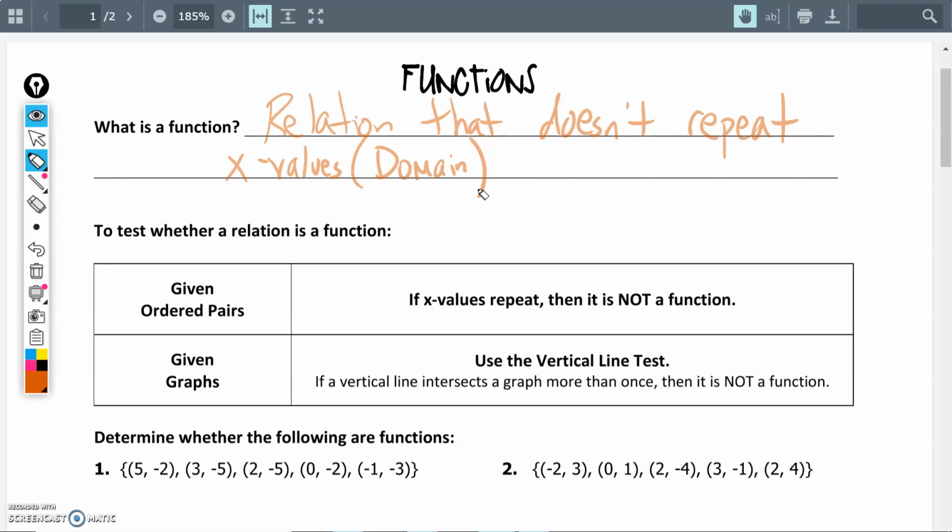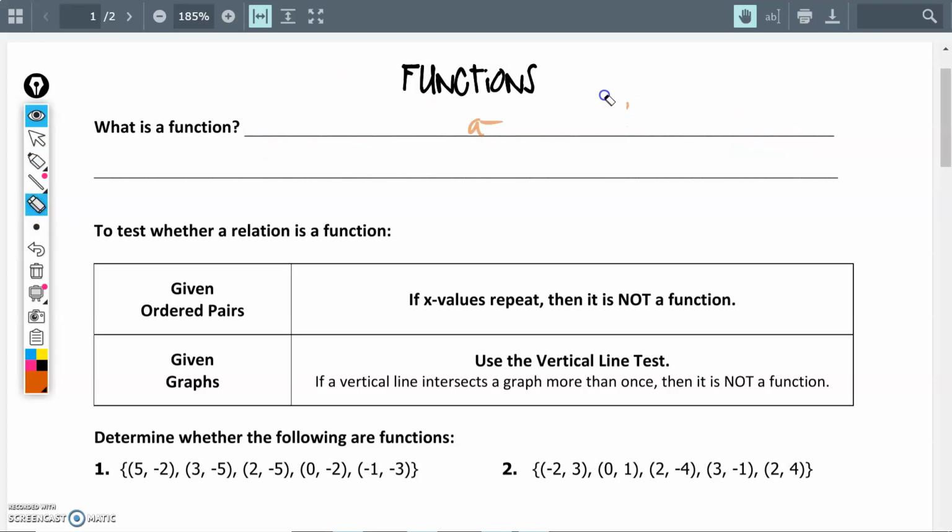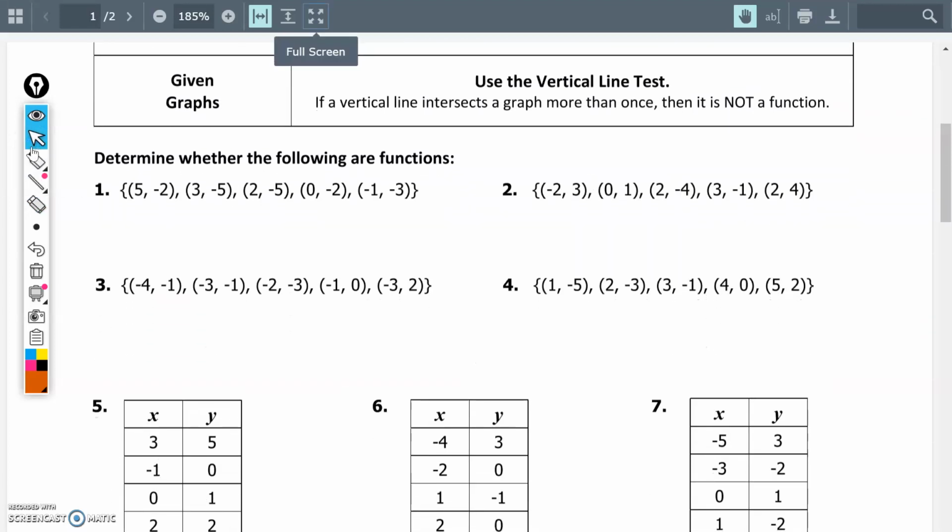We're going to test to see whether relations are functions. We can test them if we're given ordered pairs, or if we're given graphs. Pretty easy to tell whether something's a function or not. Again, it cannot repeat x values.